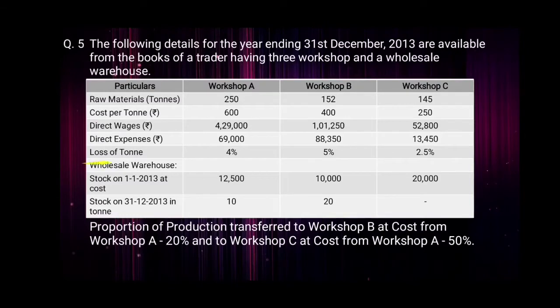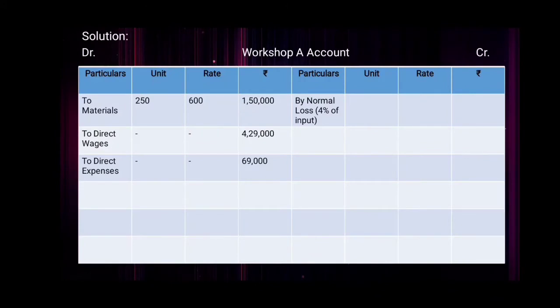Now, loss of ton is given as 4% for workshop A. By normal loss, 4% of input, which is 250. So the unit amount will be 10. Rate amount is not given, so the total amount will be nil.